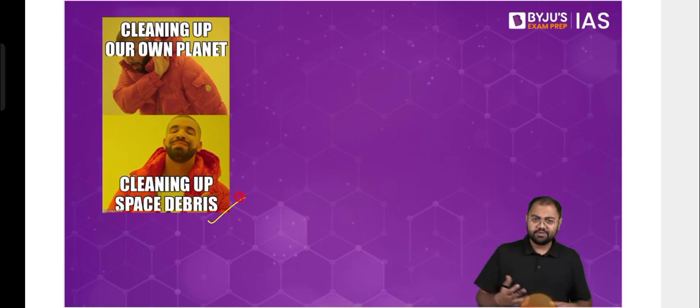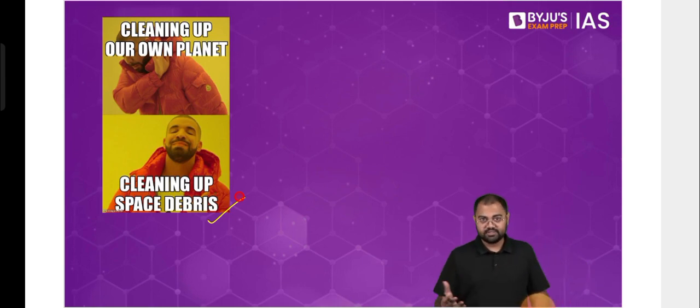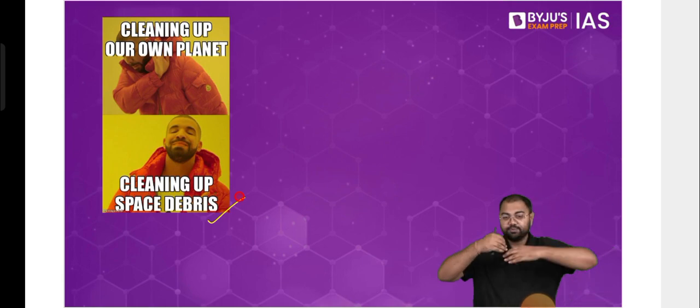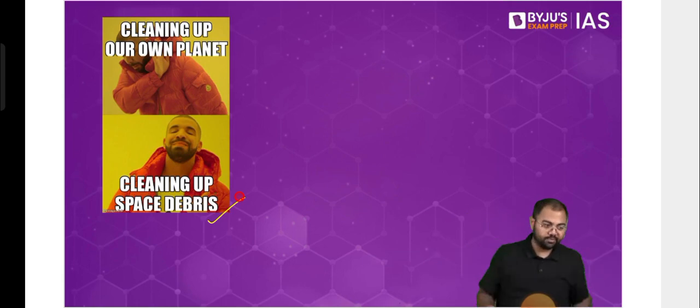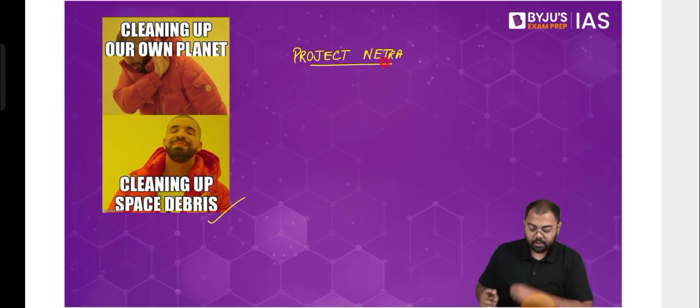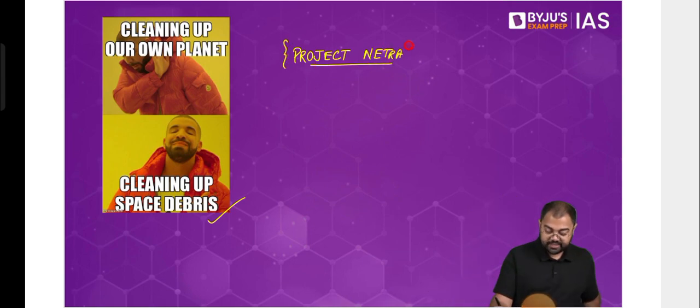For example, one of the technologies the US has been using is that they want to launch certain missiles or satellites that will push the satellites away from the low Earth orbit, so that they can clear off the low Earth orbit. That is one. Then India has something called Project Netra, and this Project Netra is another project which will help in clearing the space debris.